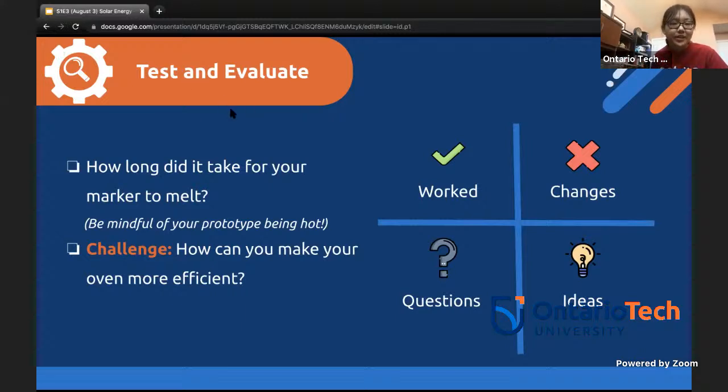You can create a hole at the top if you want the sun to come through or smoke to leave. Yeah, absolutely. It's all part of the test and evaluate stage to see what you want and come up with more ideas.